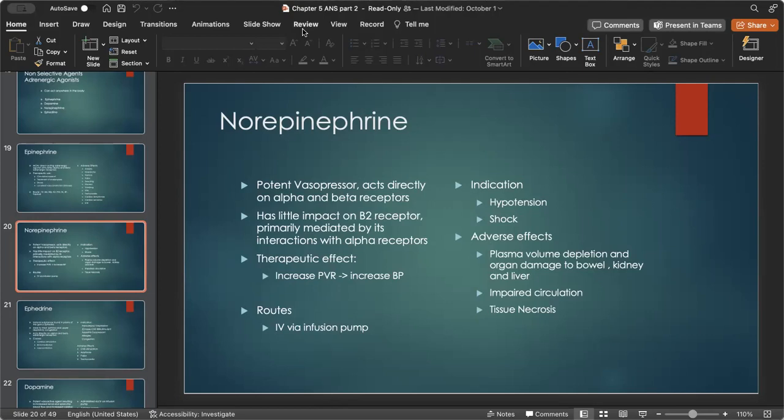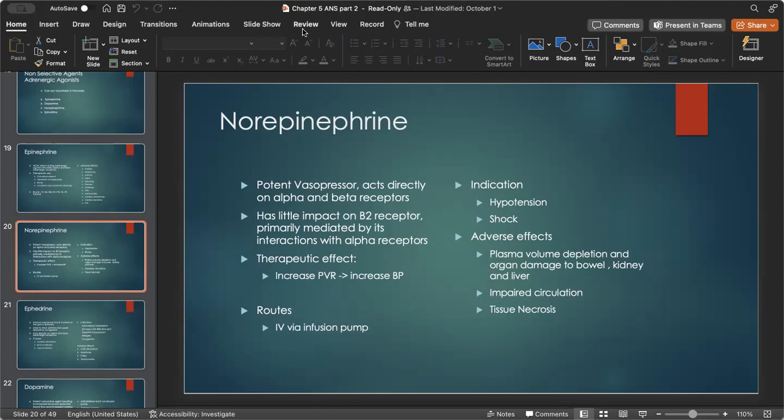Hypotension. Why? Because it works on alpha 1. And if it works on alpha 1, that means it causes vasoconstriction or increased heart rate, increased blood pressure. And we already talked about why it can be used for shock, because it's helping to increase that perfusion by causing those vasoconstriction and increasing that blood pressure that's low from the shock.